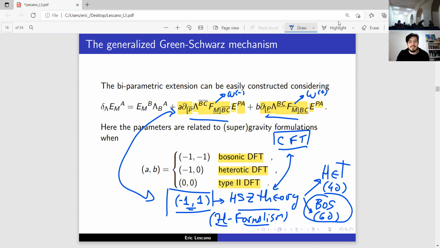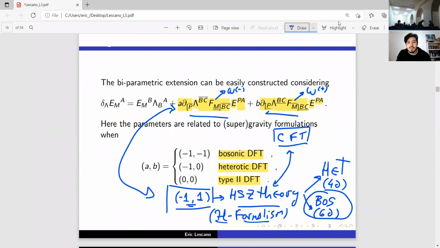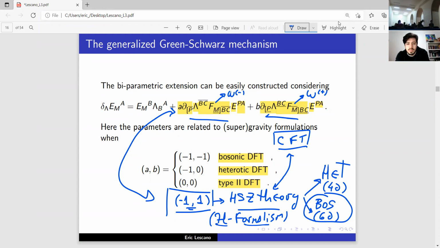Sorry, Emmanuel, can I ask about the parameters? It seems like the scale is not important for the parameters, right? Because that's just alpha prime in some sense, and probably the other scale you can also reabsorb into F. But it seems like then only the sign is important. Why is it clear that there shouldn't be a theory which has 1, 1 for A and B, or is that also somehow just a redefinition?